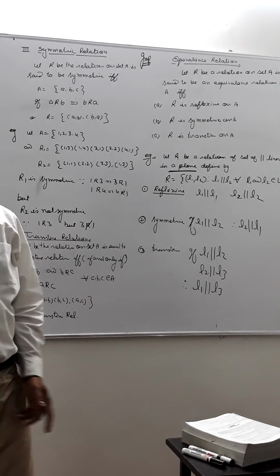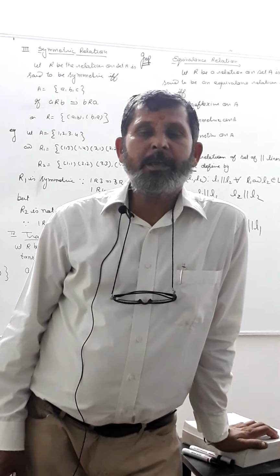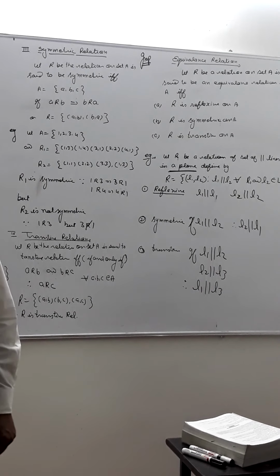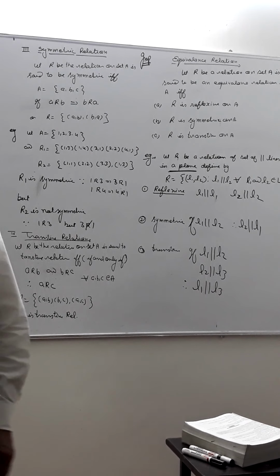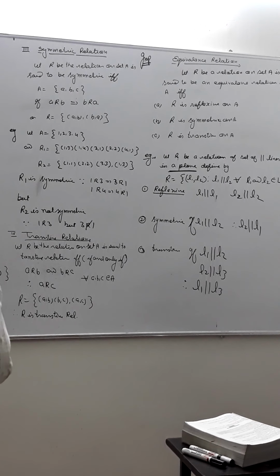So again I repeat, what is an equivalence relation? A relation R on the set A is said to be an equivalence relation if and only if the relation is reflexive on the given set, second, the relation is symmetric on the given set, and the relation is transitive on the given set. If the relation satisfies all three properties, then it is said to be an equivalence relation. If any one of these three is not satisfied, then the relation is not an equivalence relation.